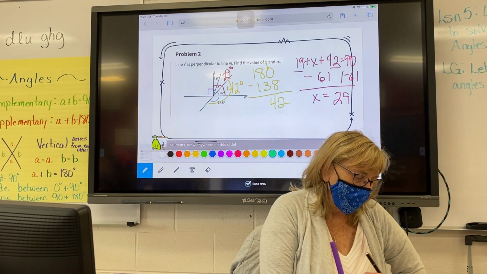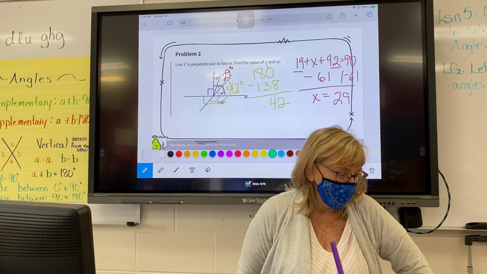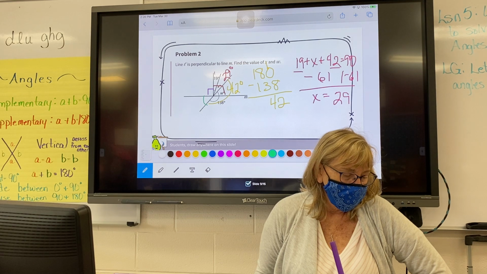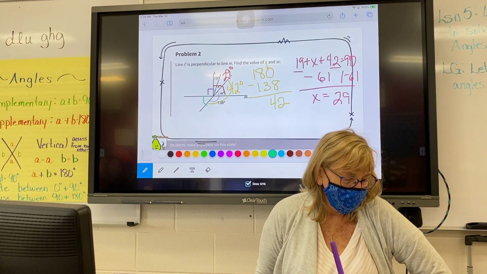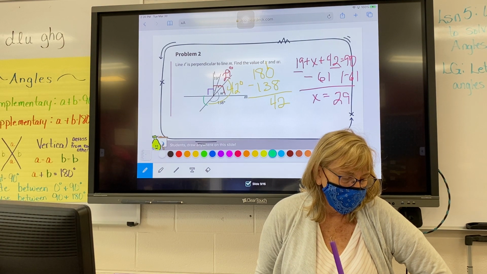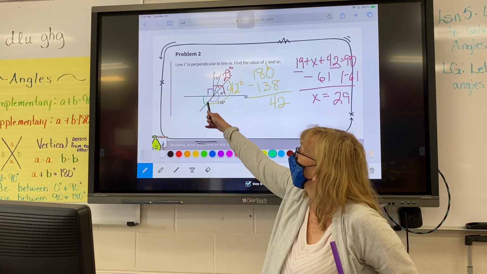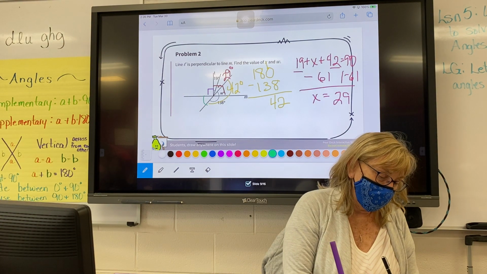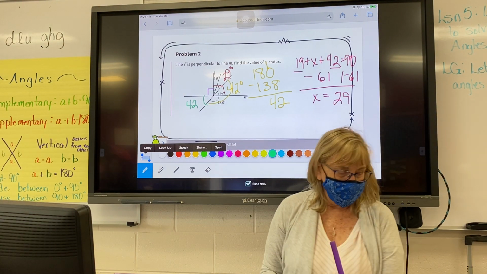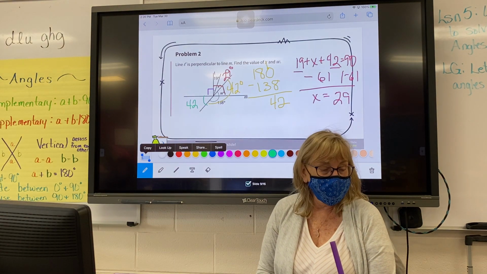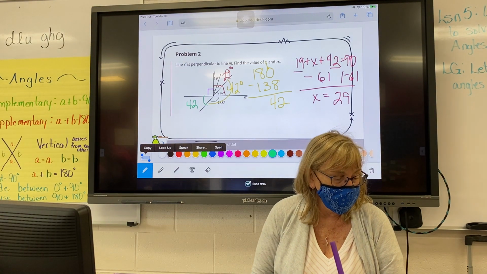Just for fun, what is this angle? The green angle. 42. Why? Because they're vertical angles. It's vertical angle from the 42 on the W angle. Very good.